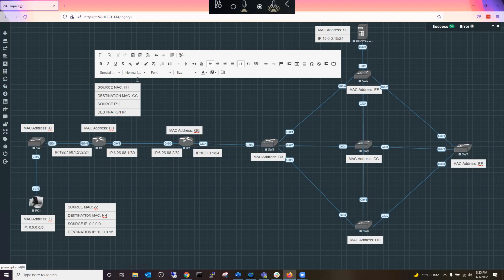The source IP of R1 is going to be 6.26.88. Well, no, that puts it on the same network as R2. So let's go with the other. I'm sorry, 192.168.1.252. Okay, let's stop here.